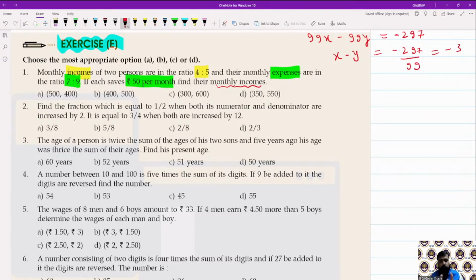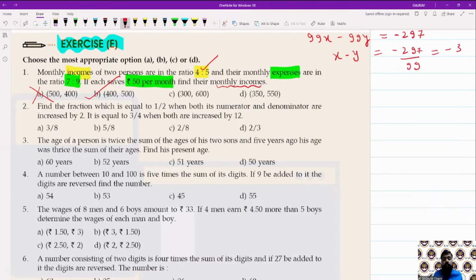Now here we can easily solve it using options. The question has already said in the first line, the ratio of income is 4:5, and we have to find the income of both of them. So the option which is having the ratio of 4:5 can be correct. So let's check which options are having the 4:5 ratio. कौन सा ऑप्शन में इनकम का रेशियो 4:5 है? Let's check. Option number A is 500, 400. So it is 5:4. So option A will be rejected. Option B, 400, 500. So it is in the ratio of 4:5. So option number B is correct.